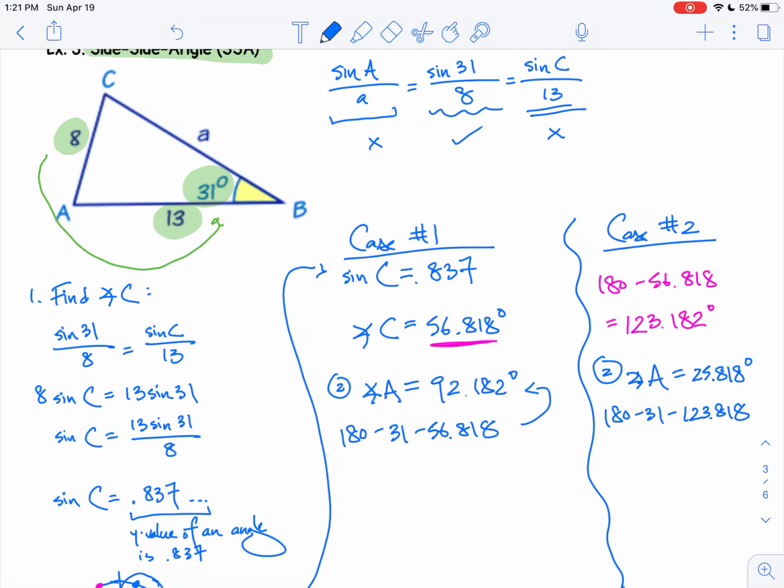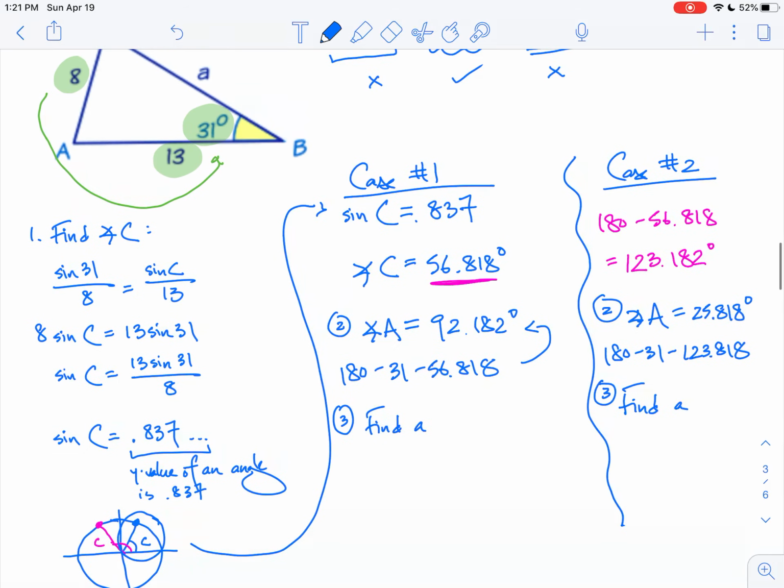All right, well, the last piece of information I need to find is little a, all right? And that's going to be the same for both cases. We're going to find little a. Okay, so now that we have angle A, I could say that sine of 92.182 over little a equals the complete pair that I had, sine 31 over 8.